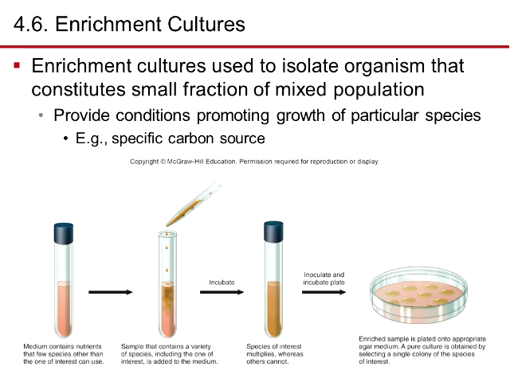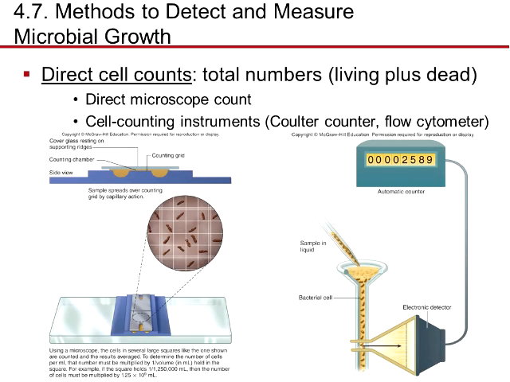We also have enrichment cultures. Enrichment cultures are used to isolate the organisms that constitute a small fraction of the mixed population. They provide conditions for the growth of particular species, for instance, a certain carbon source. So you see here, we take the enrichment culture, we incubate it, and then we inoculate that to a plate and see what kind of bacteria we're looking at.